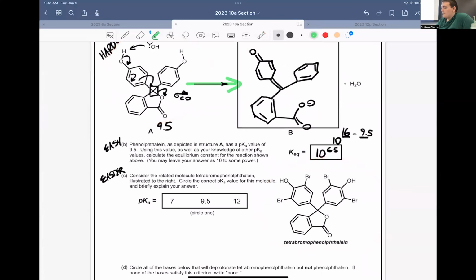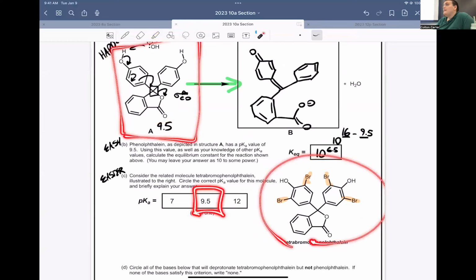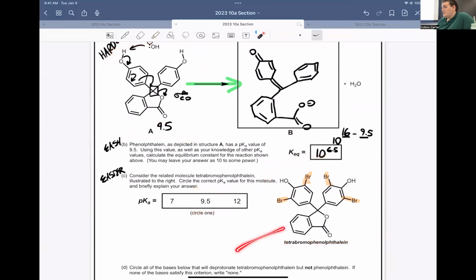We've added bromines. Okay, and they want us to figure out what the pKa of this is. We don't know the pKa of this. What are we supposed to do? Well, they told us the pKa of this is 9.5. So if they had the exact same pKa, it would be 9.5. We can assume if this is more acidic, it's going to be 7. And if it's more basic, it's going to be 12. So how do those bromines affect acidity?